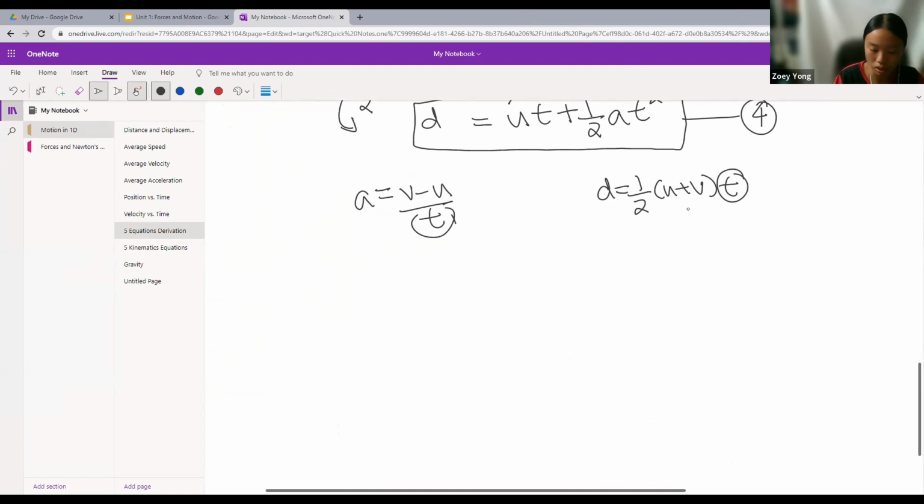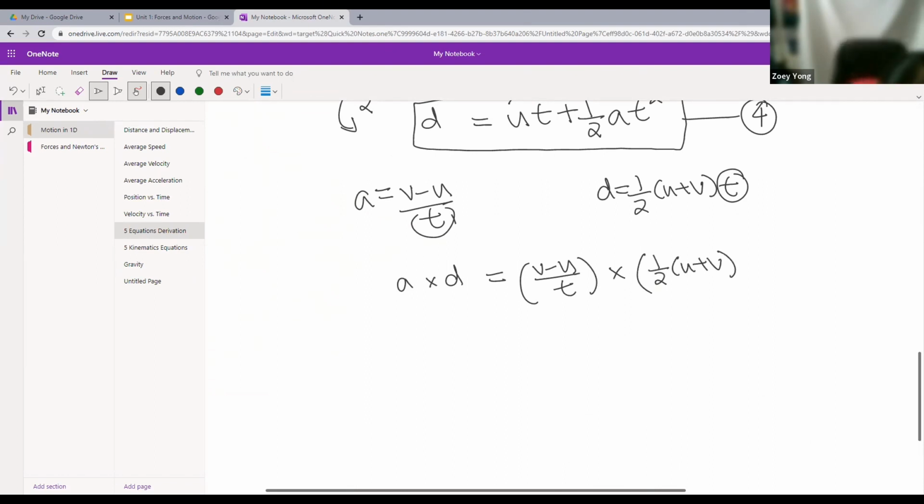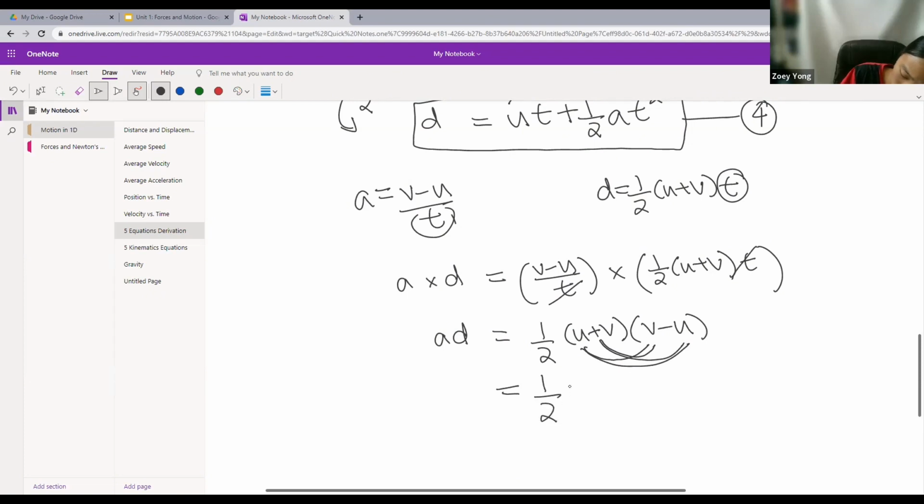How do you get rid of the t? You have to multiply a times d, and that would equal (v minus u) over t times half (u plus v) times t, right? So this t and t cancels. What you have left is half (u plus v) times (v minus u) on this side, and this is just a times d. You can just use FOIL, just multiply this, that. We'll get half (v squared minus u squared) equals ad on this side.